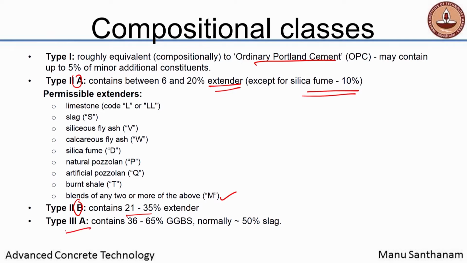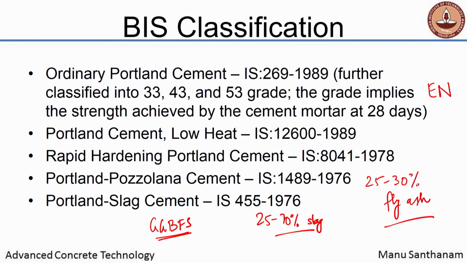Type 3 is what contains more than 35%, but it is only with replacement of blast furnace slag, because type 3 or CEM 3 are blast furnace cements. So, type 3 or CEM 3 cements will contain only slag as a replacement material, and the content of replacement will be more than 35%. So, 36 to 65% is type 3A. The normal thing is 50% slag. Even in Indian standards, like I showed in the previous slide here, although we allow 25 to 70% slag replacement, the typical is about 50%.